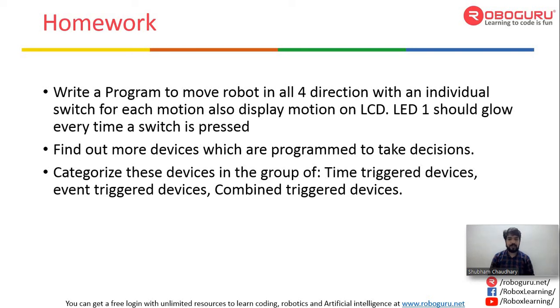Second thing, you need to find out more devices which are programmed to take decisions. Third thing, you need to categorize these devices in the group of time triggered devices, event triggered devices, and combined triggered devices. Time triggered devices, I have already told you that a washing machine can be considered a time triggered device. Event triggered device can be an air conditioner, and combined triggered device can be considered as an elevator. Thank you.